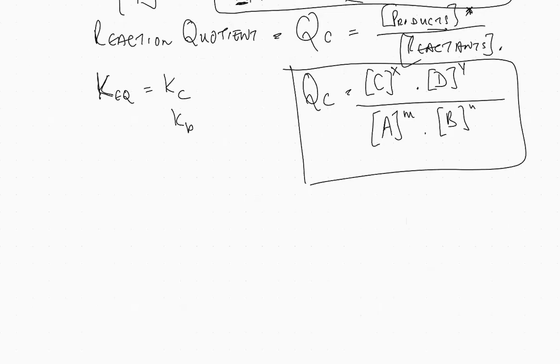Now, similar to that, we can also express this in partial pressure terms, so it becomes Qp. Instead of square brackets, I'll just write P as the partial pressure of each species. When you did gas laws, you came across partial pressure: Pc to the power x, Pd to the power y, Pa raised to the power m, then Pb to the power n. So it's the same thing except that P is in partial pressures.